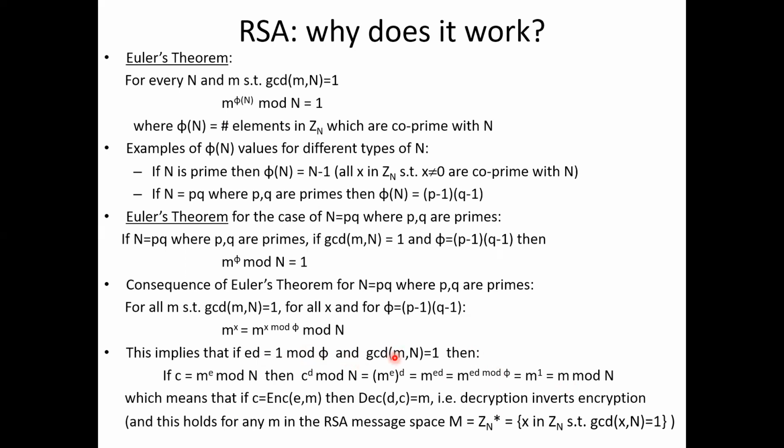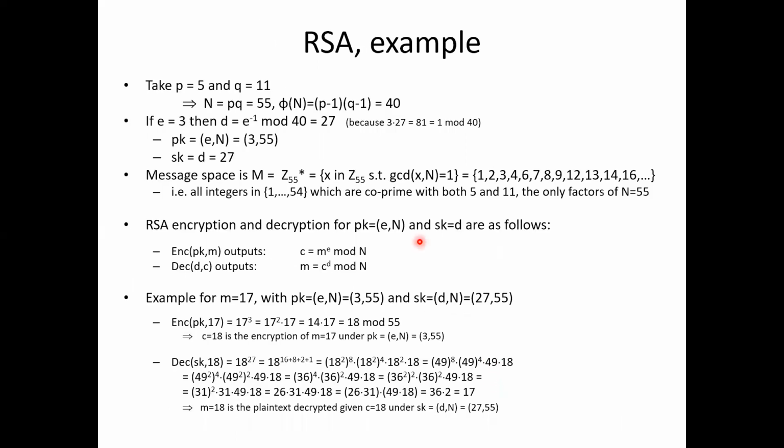And you have to start with something which is coprime with the modulus, because only then this theorem is guaranteed. Okay. So this implies the correctness of encryption. Let me finish with one example.